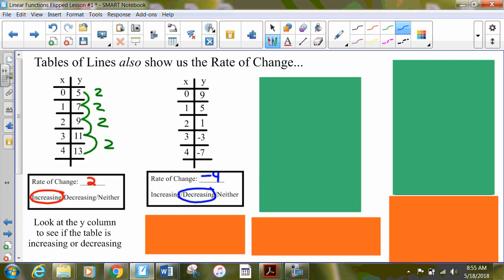If you didn't see that right away, do the hoops. Start with the bottom. -7 minus a -3. If I put that in my calculator, I get a -4. -3 minus 1 is -4, etc., etc.